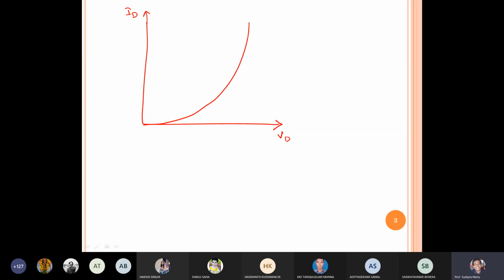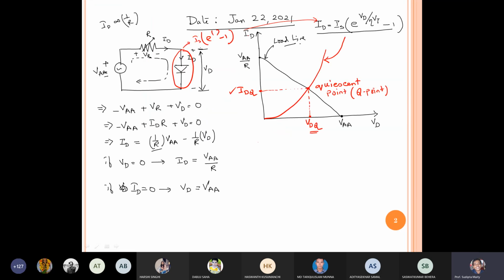Okay, so this is my ID, this is my VD. Now observe the current equation: ID equals 1 by R into VAA minus VD, so inversely proportional. This is a y equals mx plus c kind of equation. In 10 plus 2 level, I believe you have learned this. So if R is increasing, the value of the slope is decreasing.